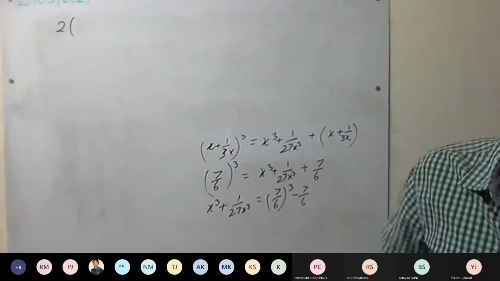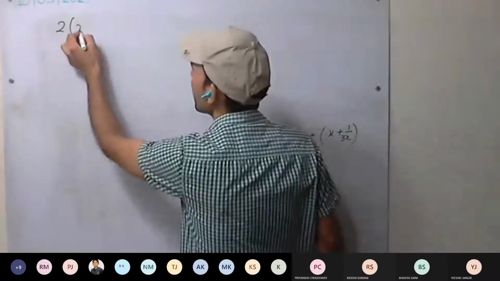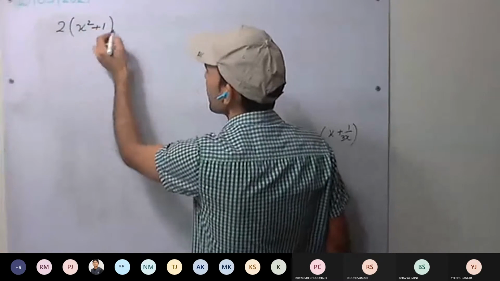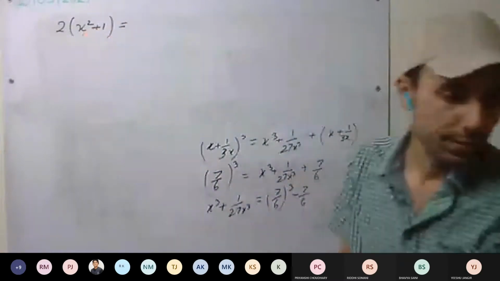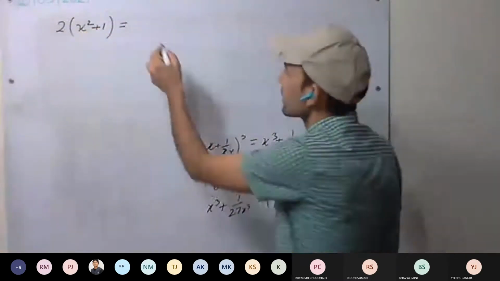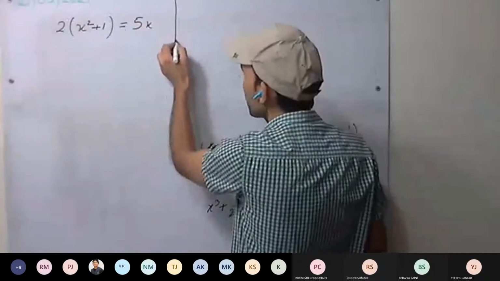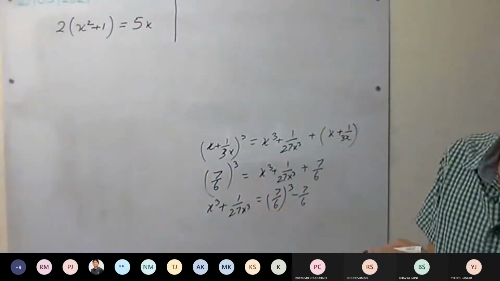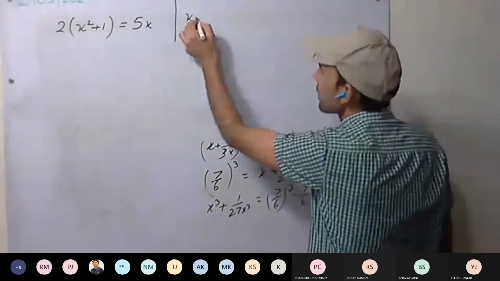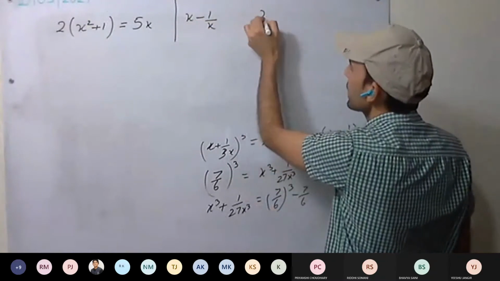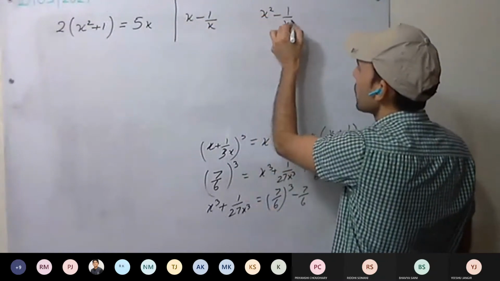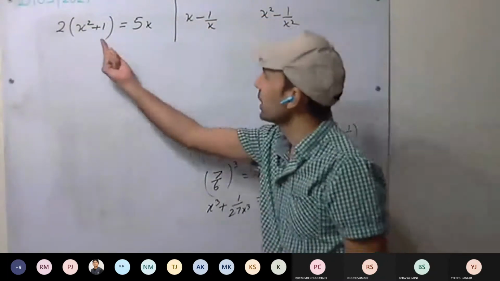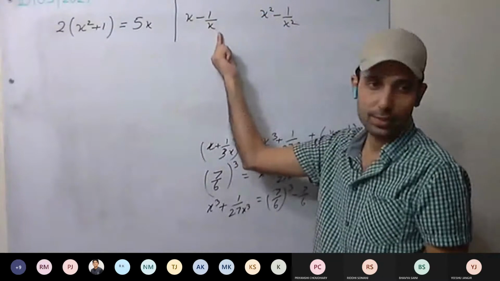Okay, see the question. 2x square plus 1 equals how much? 5x. This is being given, and what we have to calculate is x minus 1 upon x and x square minus 1 upon x square. So this is being given and we need to calculate this one.